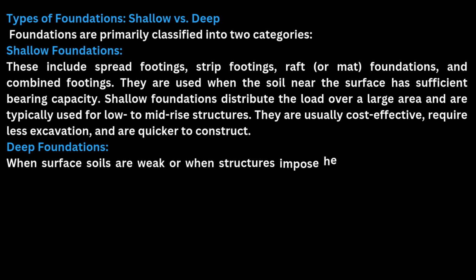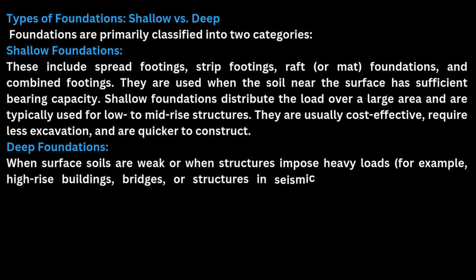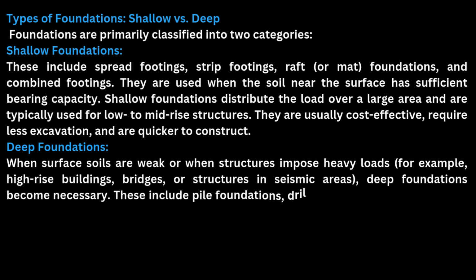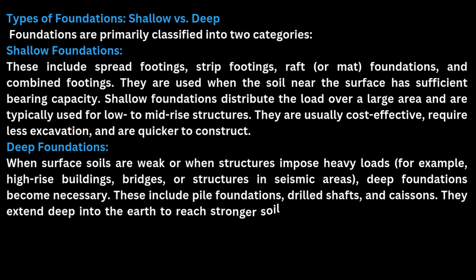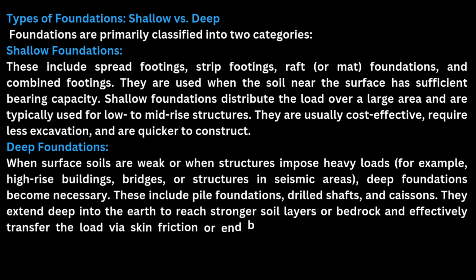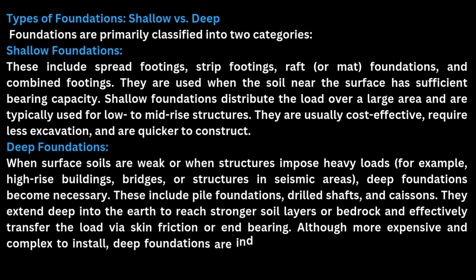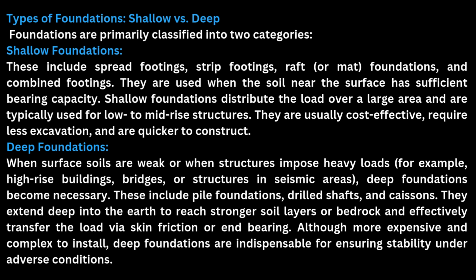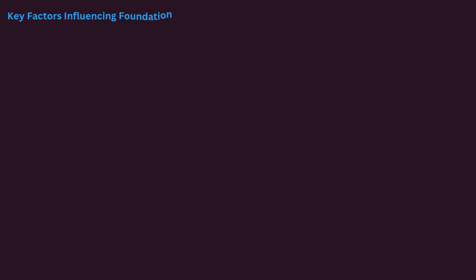Deep foundations. When surface soils are weak or when structures impose heavy loads, for example, high-rise buildings, bridges, or structures in seismic areas, deep foundations become necessary. These include pile foundations, drilled shafts, and caissons. They extend deep into the earth to reach stronger soil layers or bedrock and effectively transfer the load via skin friction or end bearing. Although more expensive and complex to install, deep foundations are indispensable for ensuring stability under adverse conditions. Key factors influencing foundation choice.